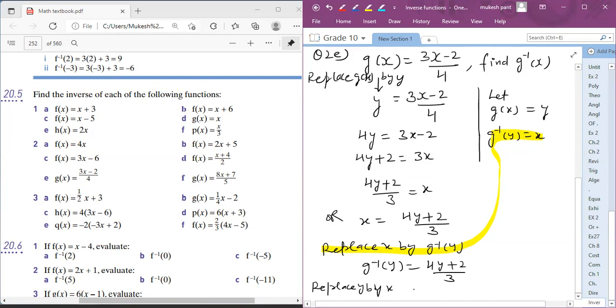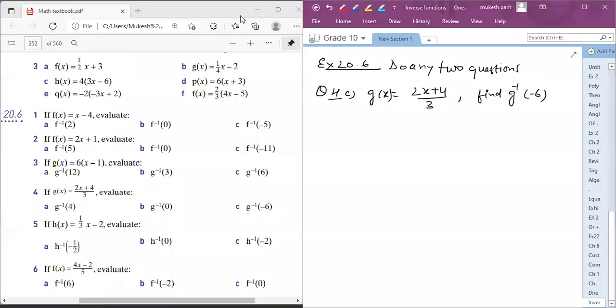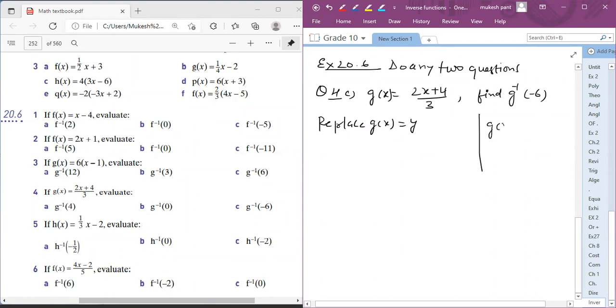So you get g inverse x equals (4x + 2)/3. Okay, (4x + 2)/3. So that is the inverse of function g(x). Okay, so we replace g(x) by y. Here what we assume, g(x) equals y.